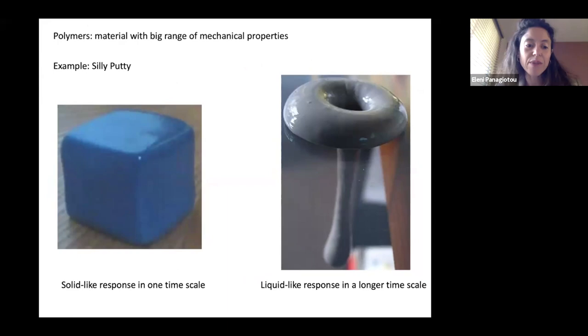So, you know, silly putty that kids play with, they can make it into a box, a cube, leave it on a table. And if you go maybe sometime later, depending on what the material was made out of, then you will see it flowing like a liquid. And these viscoelastic properties of polymers are what make them so widely used, because they have all these properties.